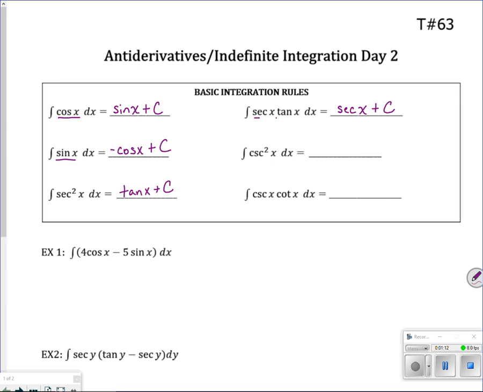Who has a derivative of cosecant squared? Well, remember the derivative of cotangent is negative cosecant squared. So if I just put the integral of cosecant squared, that would be negative cotangent plus c. And finally, the integral of cosecant cotangent would be negative cosecant.